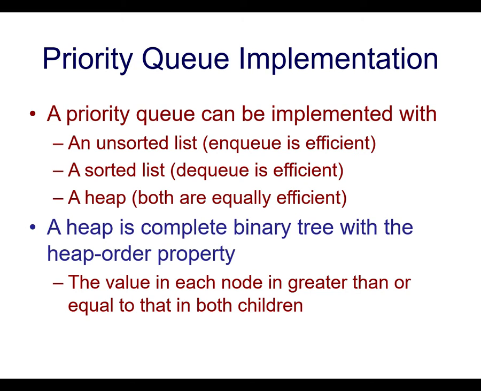In addition, the binary tree must have the heap order property, which means that the value in each node is greater than or equal to that in both children. Consequently, each branch of the tree is in sorted order. However, there is no particular order among nodes on the same level. That is the sense in which a heap is a partially sorted data structure.